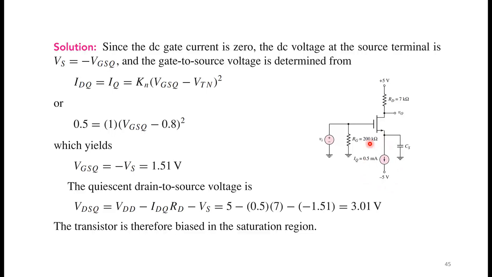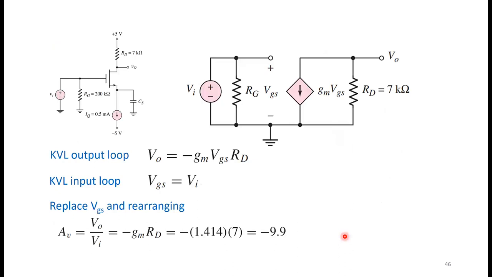So anyway, finding VDSQ is going to be 3.01, and this is going to be bigger than VDS set, which is 1.51 minus 0.8. So the transistor is biased in the saturation region. The assumption is verified. The next step is to do the AC equivalent circuit.